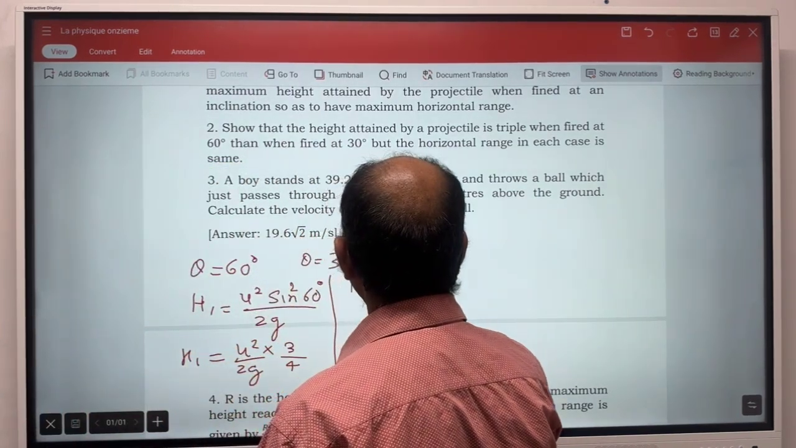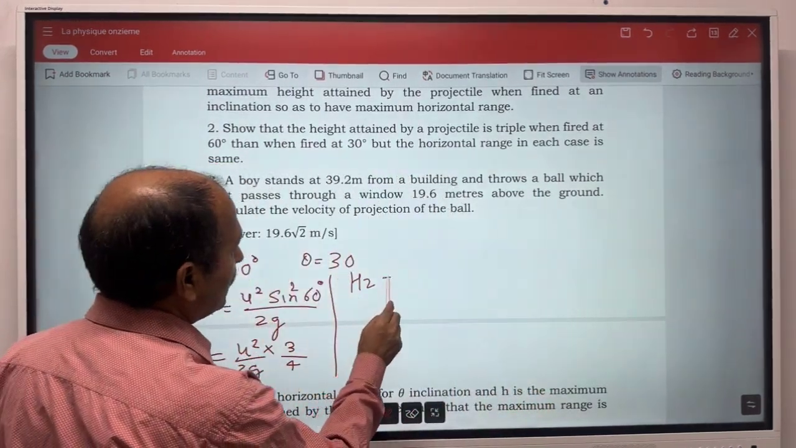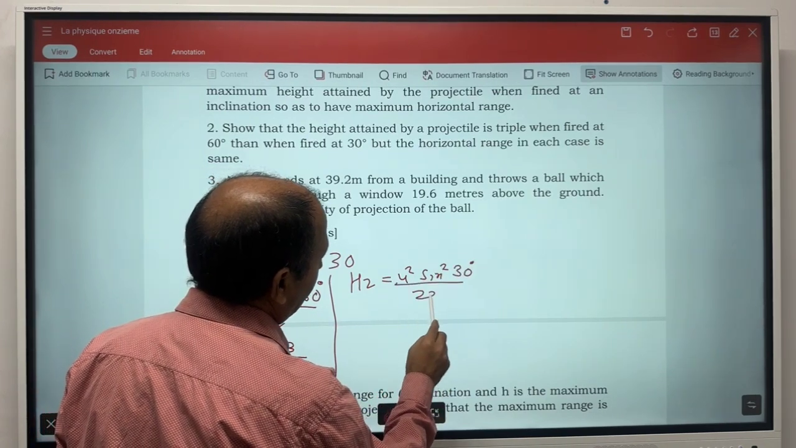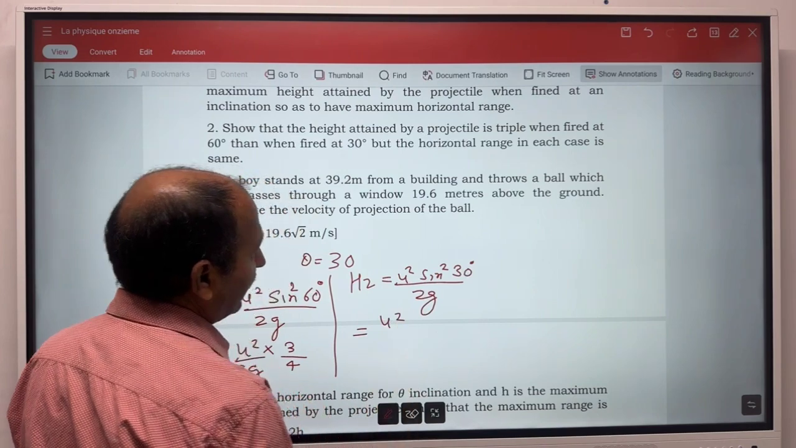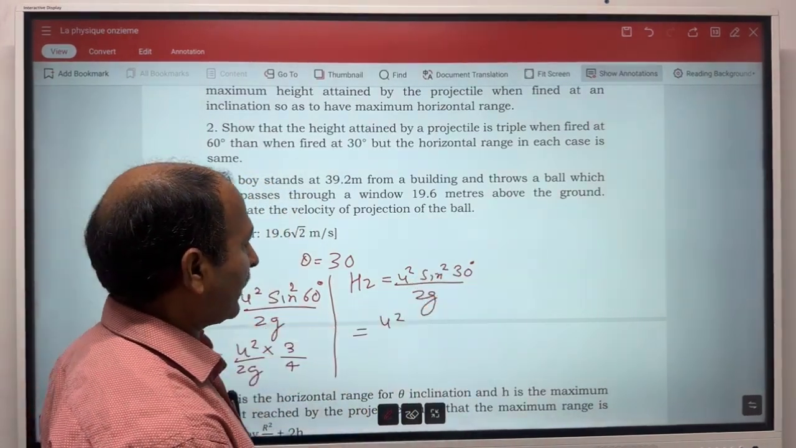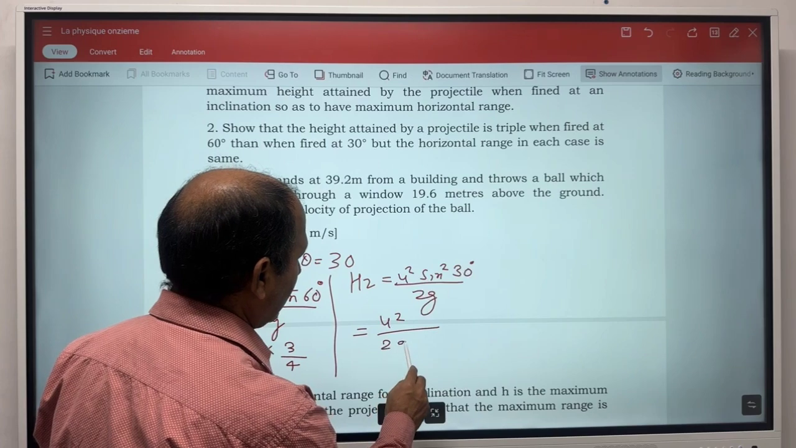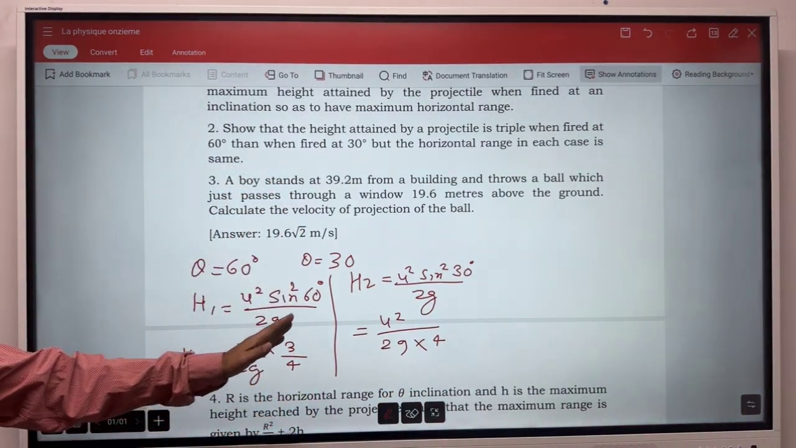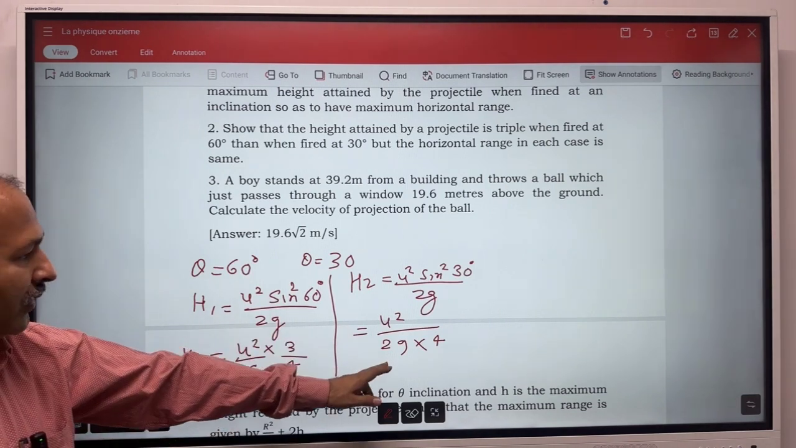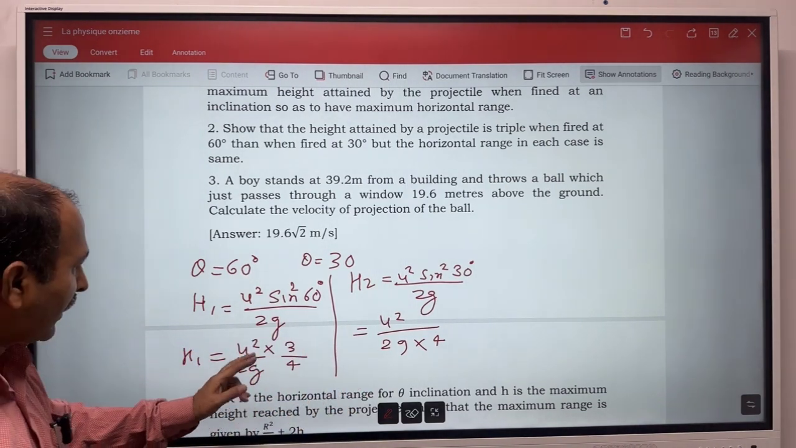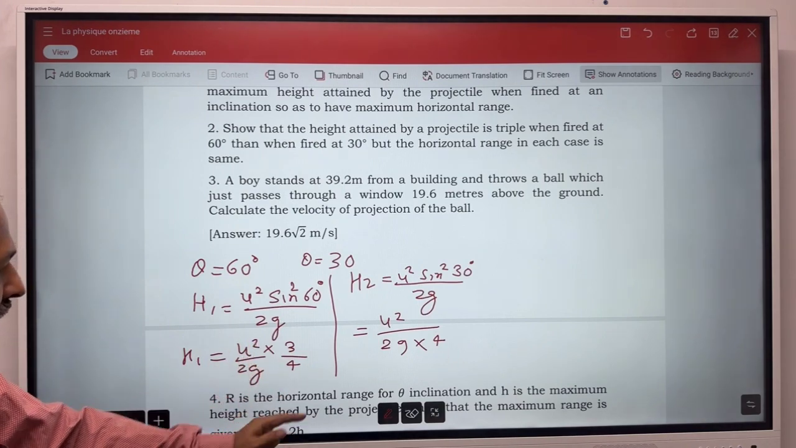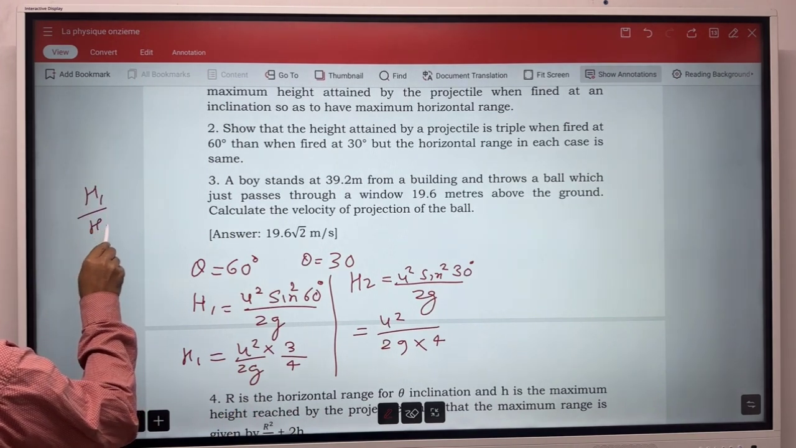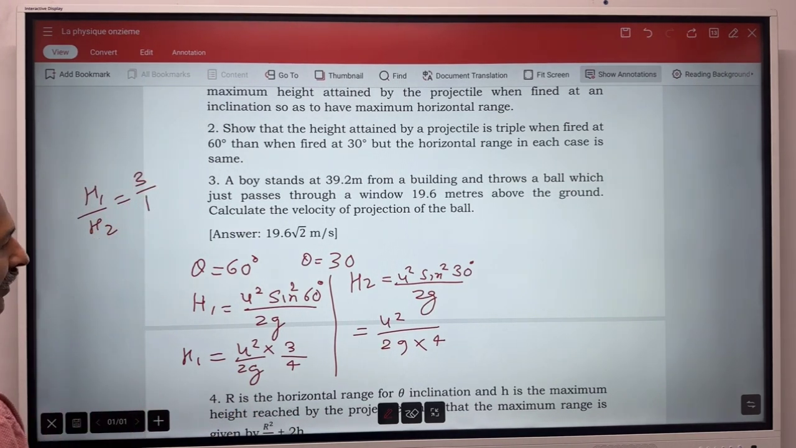Now let's find h2 when theta is 30 degree. So u square sine square 30 degree divided by 2g. So it will become u square, sine 30 degree is 1 by 2. So squared it will give 1 by 4. So 2g into 4. Now let's compare the two, h1 and h2. So we can write u square upon 8g outside. So 3 u square upon 8g. So if we write h1 upon h2, we will get 3 upon 1.